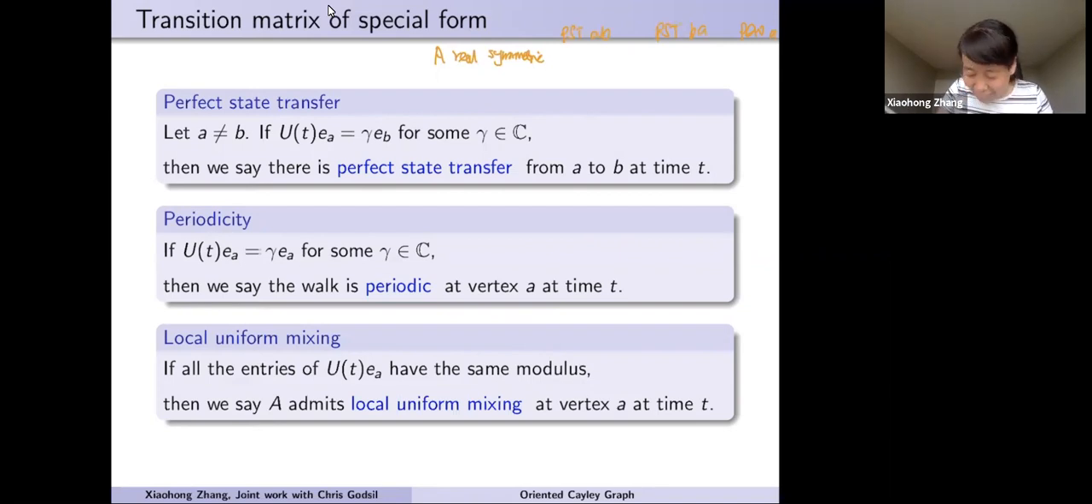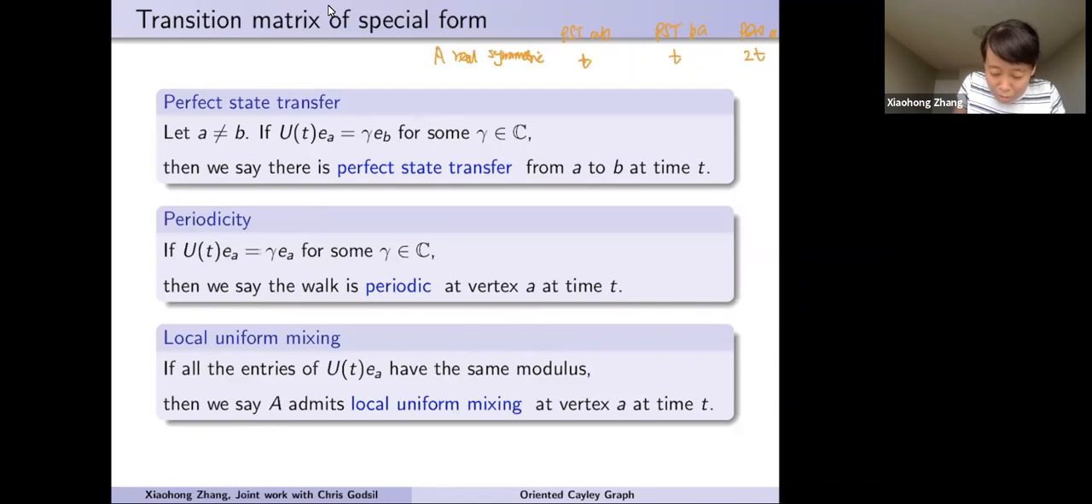Sorry about that, I see, writing. So if this happens at time t, and A is a real symmetric matrix, then the unitary matrix U is complex symmetric. We know there is also PST from B to A at time t, and it will be periodic at A at time 2t.